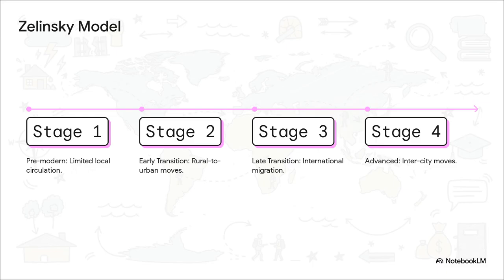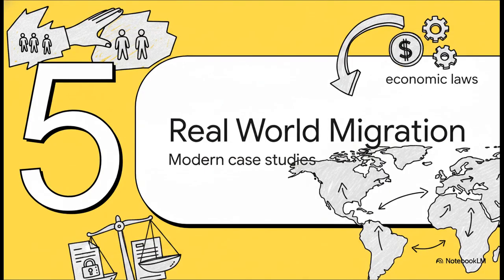Instead, the main flow becomes complex exchanges between different cities, and even a counter-migration, where city dwellers move out to rural areas for a better lifestyle. Finally, part 5, migration in the real world. Let's look at some actual case studies reshaping our globe today.